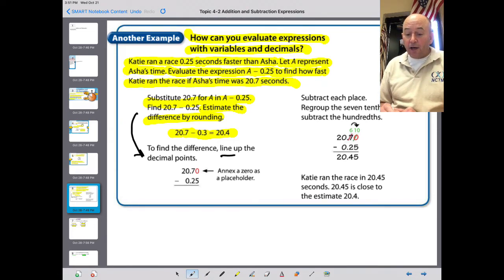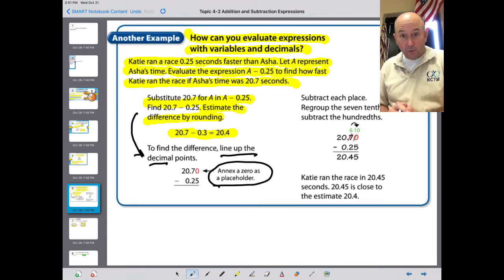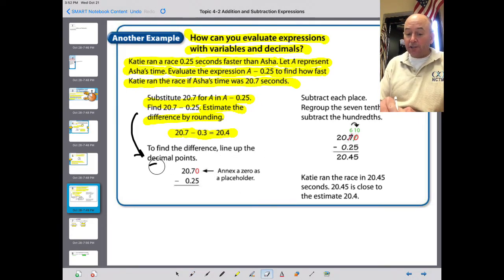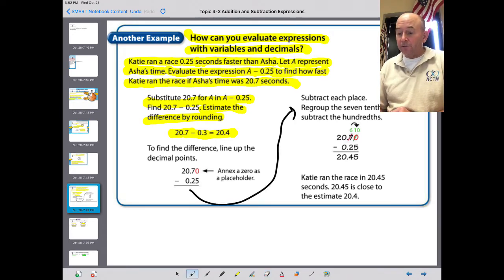And so again, you line up the decimal points. You'll see that they're lined up right there. That's really, really important. And then you'll notice they tell you to annex a 0 as a placeholder. So that becomes really, really important in subtraction, because that gives you something to regroup and borrow from and regroup over. All right. So then once you've got things set up, then what you're going to do is subtract each place, regroup the 7/10 to subtract the hundredths.